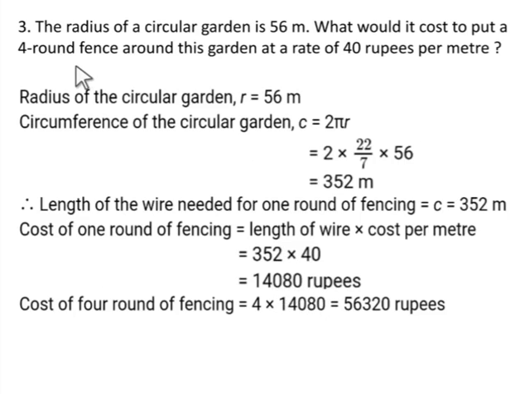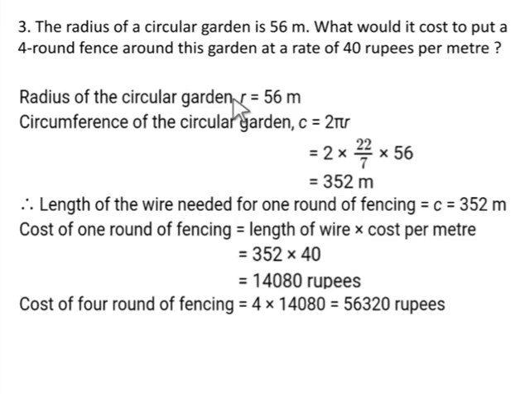Now you have to find the cost of 4 round fencing. So we will multiply the cost of one round fencing with 4. We will get the cost of 4 round fencing. That is 4 multiplied by 14,080. That is 56,320 rupees. Now children, again I am repeating the whole example.